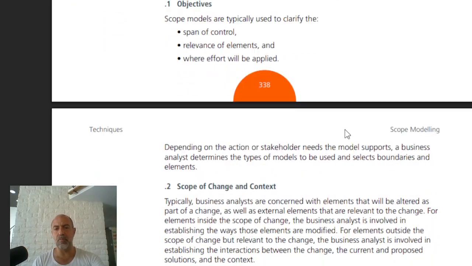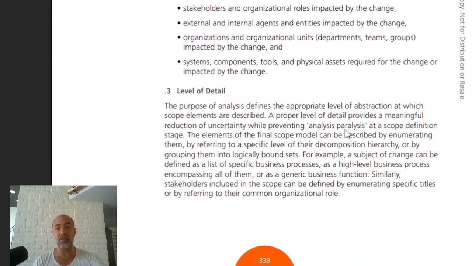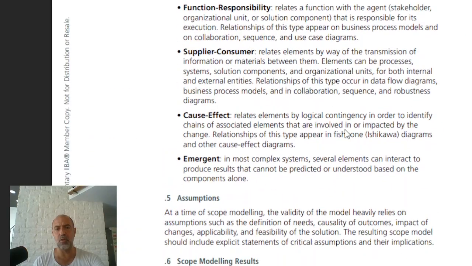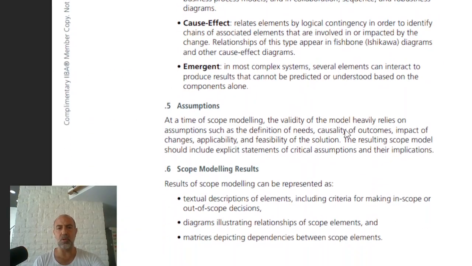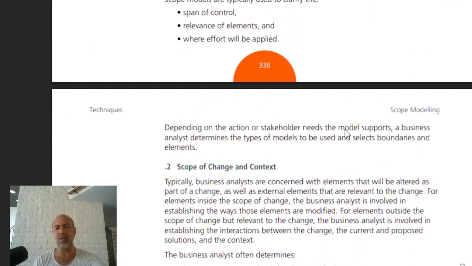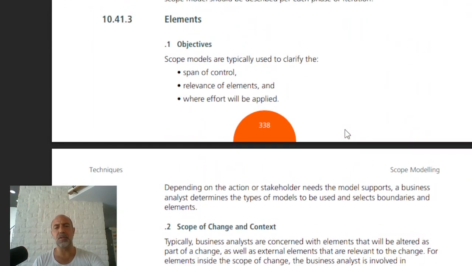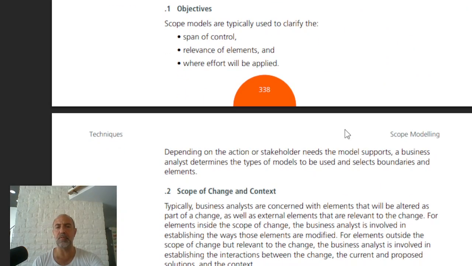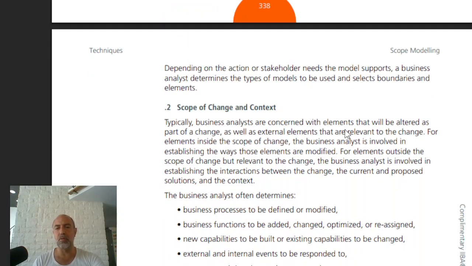What about the elements? The elements are objectives, scope of change and context, scope, level of detail, and relationships. Wow, there's also assumptions and scope modeling results. So they're interesting, because first things first, you lay down the objectives. Models are typically used to clarify the span of control, relevance of the elements, and where effort will be applied. Depending on the stakeholders' needs, the business analyst determines the types of models to be used and selects boundaries and elements.